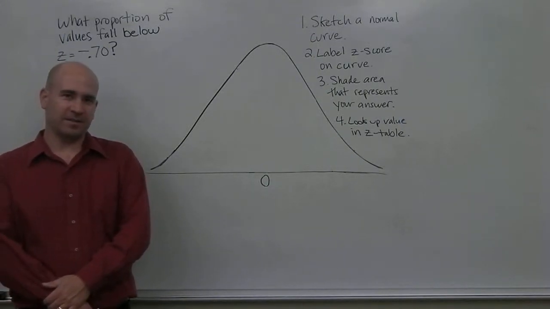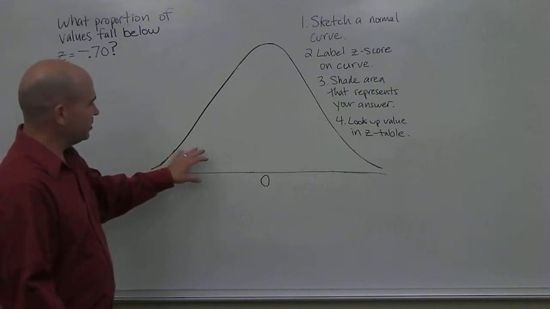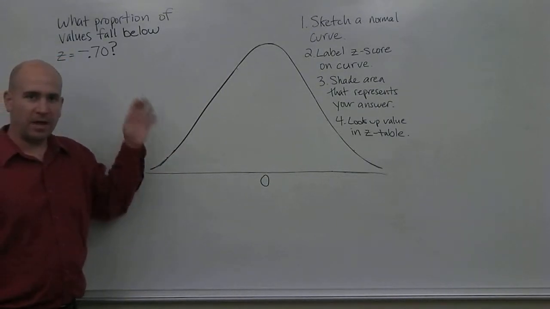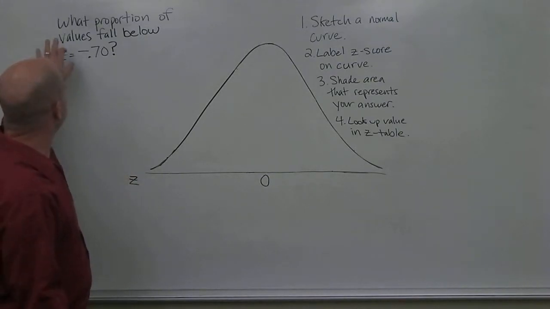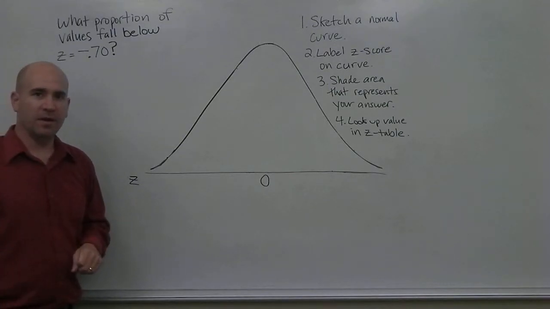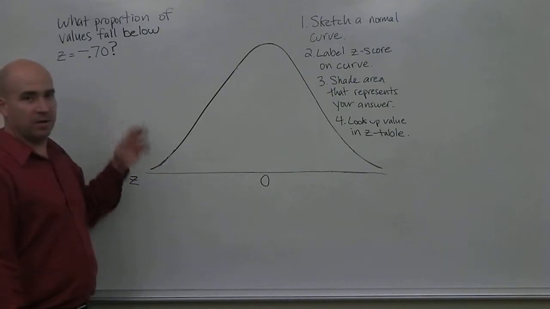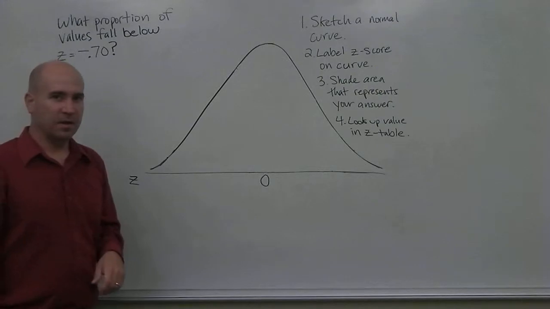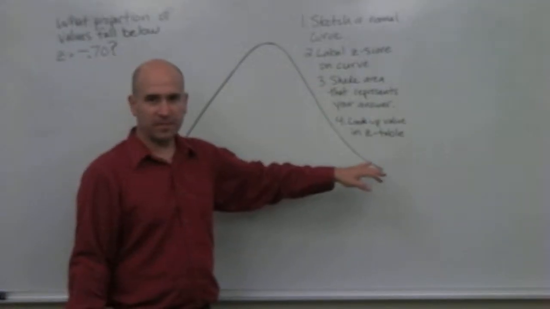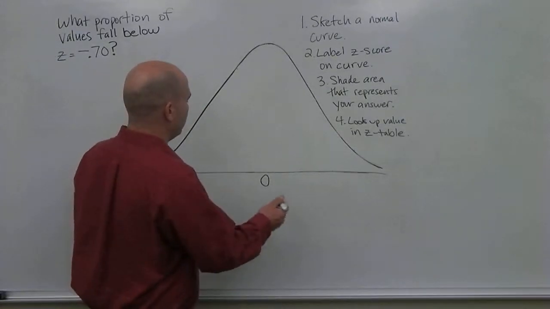Here, let's take a look at solving for a proportion under the curve for a negative z-score. In this example, we're asking to identify what proportion of values fall below a z of negative 0.70. So following our steps here, we'll sketch a normal curve, which I've already done, and then we're going to label the z-score on the curve.